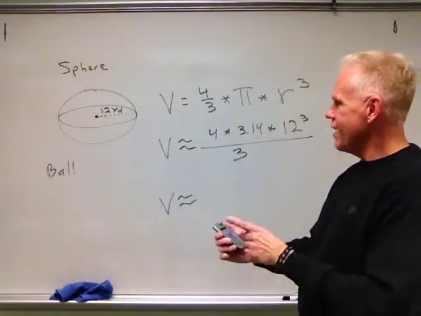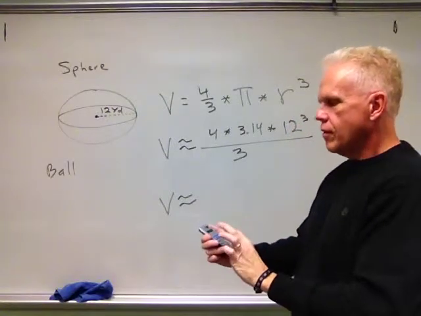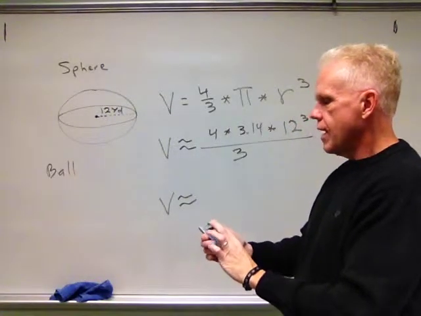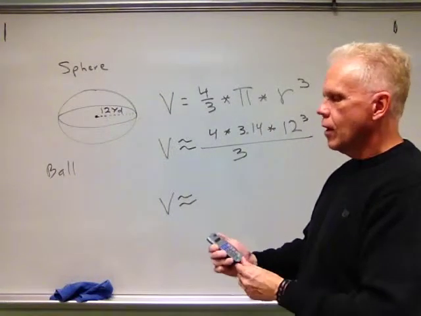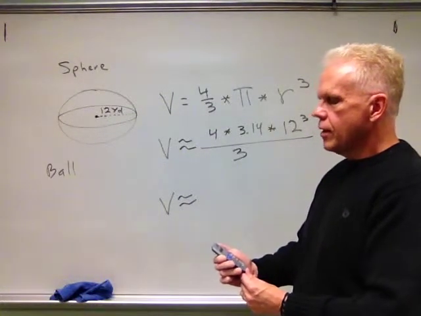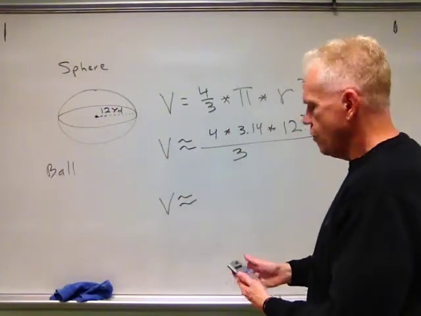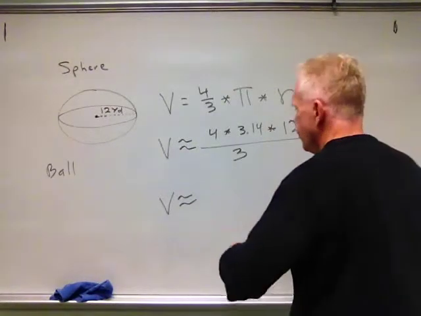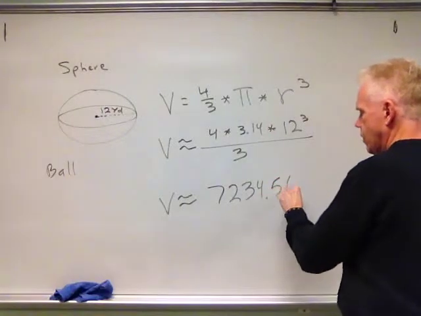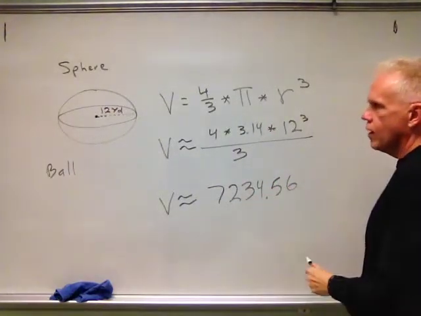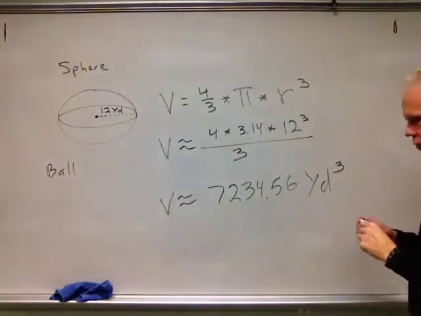Now I'm going to take that answer, which was this times the 12 cubed, and simply divide it by 3. Okay, so I'm coming up with 7234.56. And it came out even to the hundredth. Now my unit is yards, so it's cubic yards.